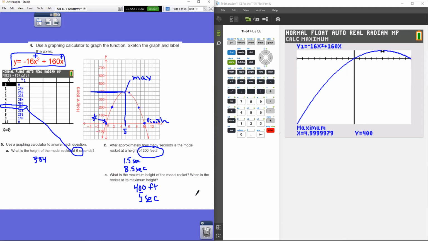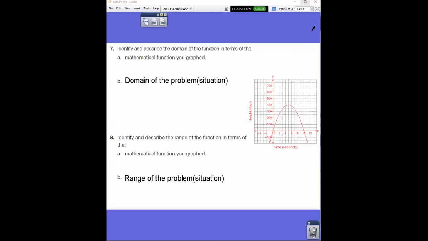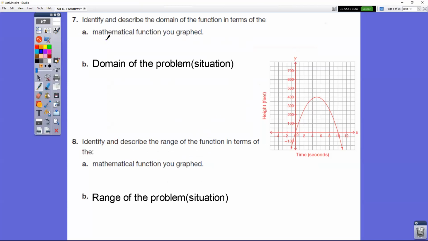Now, the next thing that we need to talk about is, we're done with the calculator here. So let me get off of this and share my screen with this. There we go. So now we need to describe some other things, and this is where a quiz is going to come into play. We have to identify and describe the domain of the function.